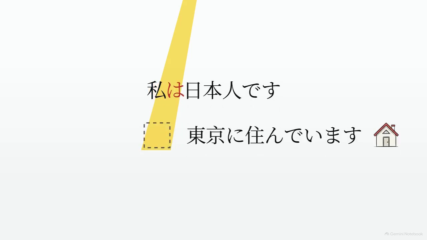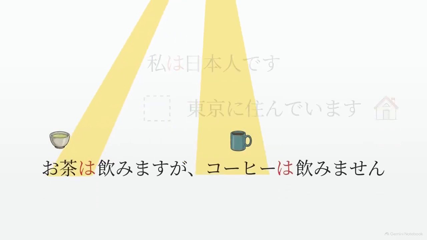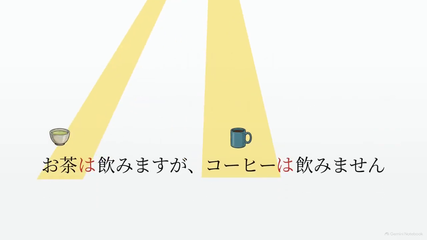Notice how these concepts flow together. First, we establish the topic. Watashi wa Nihonjin desu. Then we omit it for the next action. Tokyo ni sundeimasu. Finally, we contrast our preferences. Ocha wa nomimasu ka? Kohi wa nomimasen.